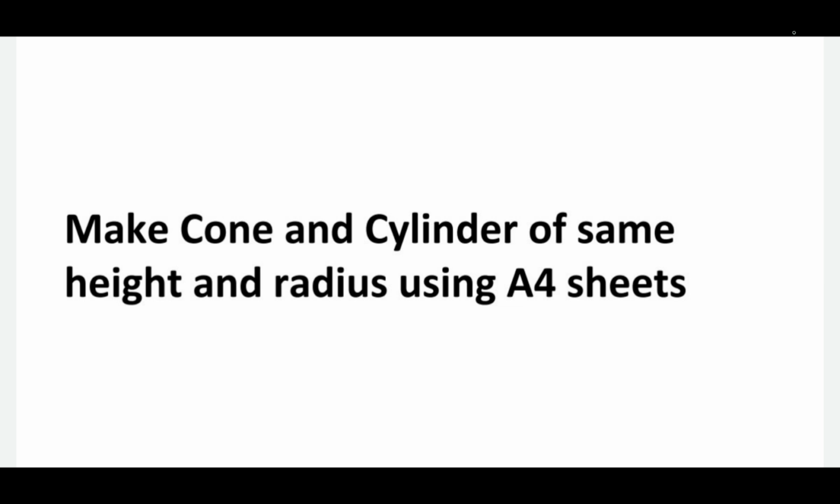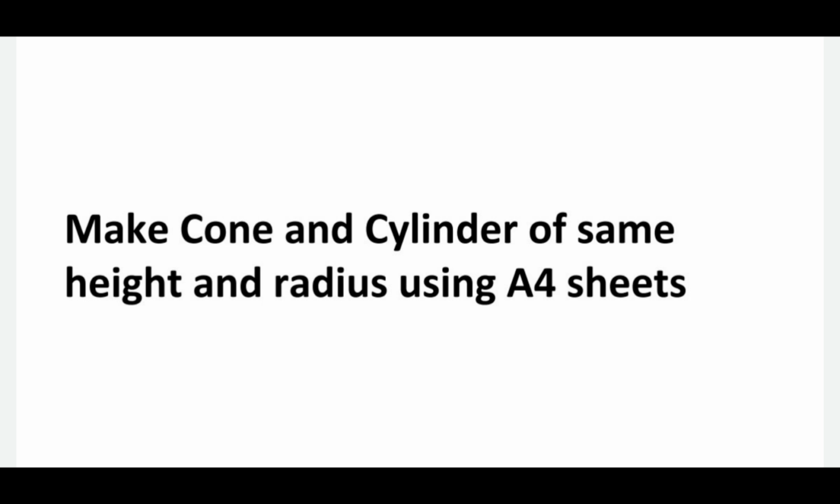Now let's put the theory into practice with a hands-on demonstration. Before we start the demonstration, we should make a cone and a cylinder of the same height and radius using A4 sheets. To prepare the cylinder and a cone, take two A4 sheets. For the cylinder, roll one A4 sheet into a cylinder shape by aligning the shorter edges and taping them together. Ensure the edges are securely taped so the shape holds.